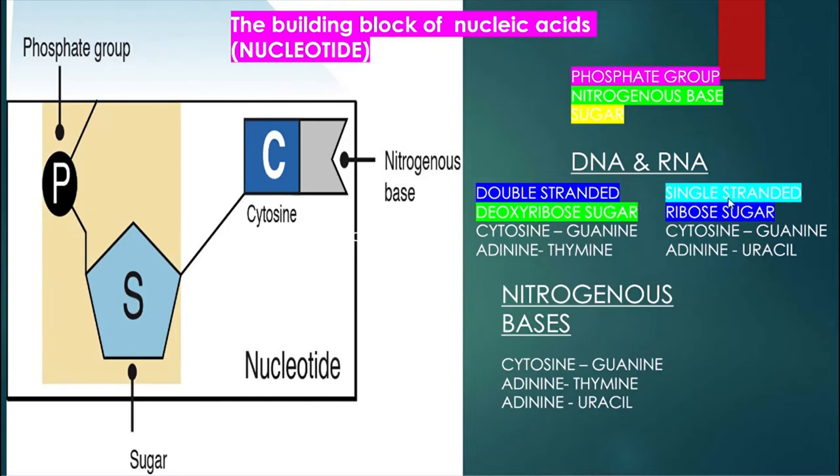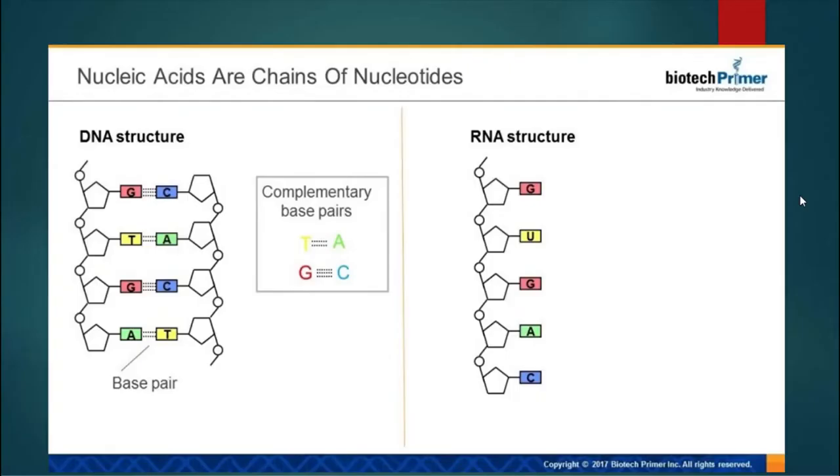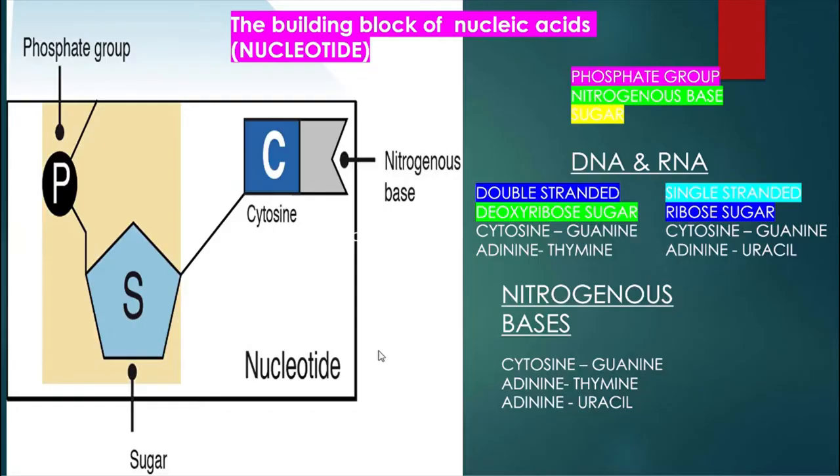DNA is double-stranded and RNA is single-stranded. What does this mean? If you take a look here, DNA has two lines of nucleotides pairing and RNA doesn't. It's just one line. In DNA, the sugar in the nucleotide is deoxyribose sugar, while in RNA it's called ribose sugar. The nitrogenous bases, we have 5 of them.